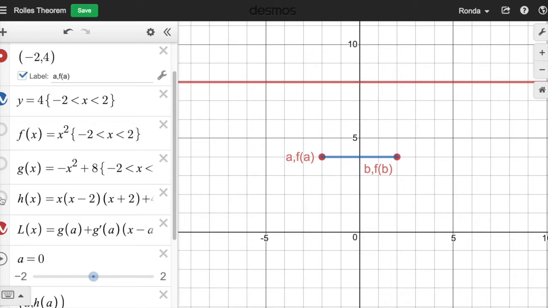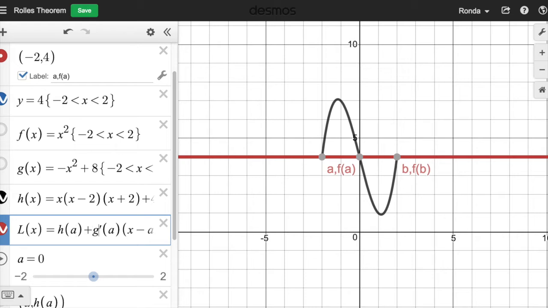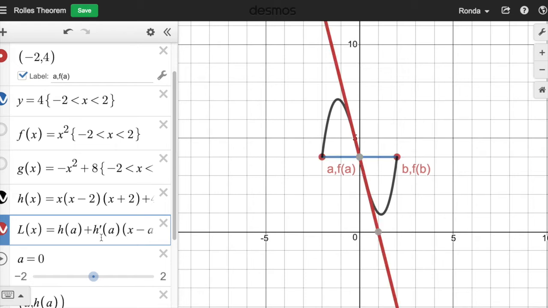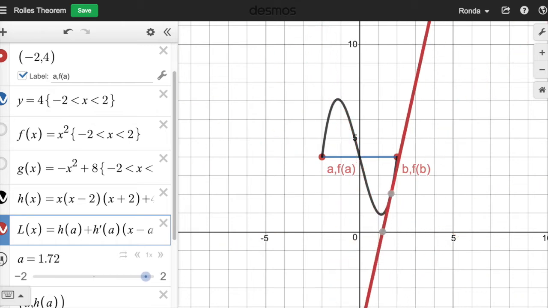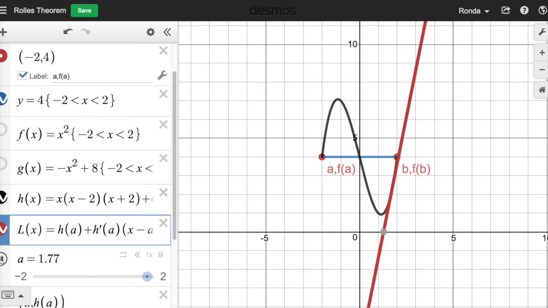And my last case is, what if it's more than 1? Well, that's fine, because the theorem just says that there's at least 1. So let me change both of those to H and animate this. This one is actually going to have 2. There's one real quick, and there's one again.